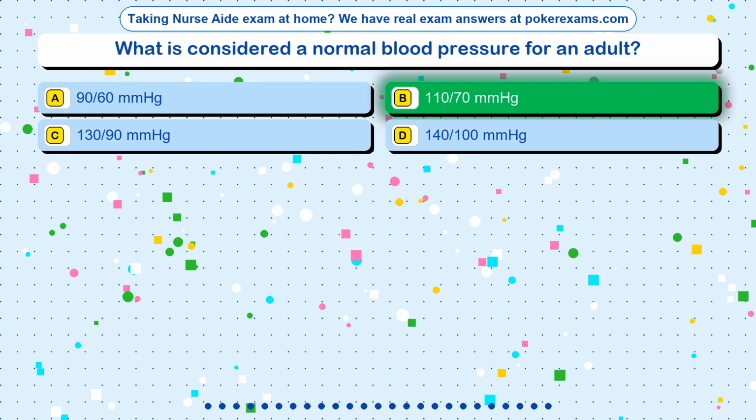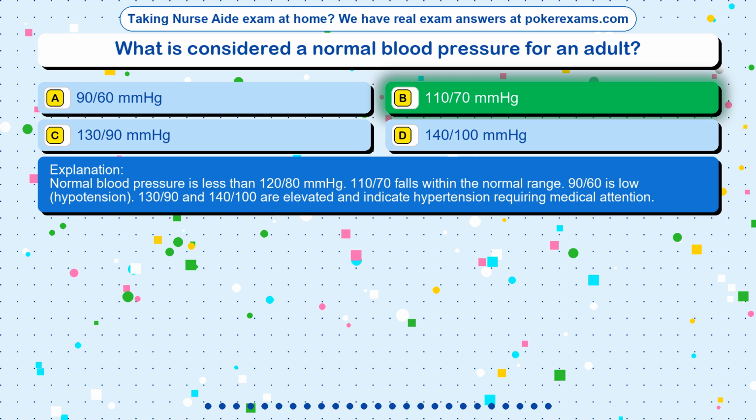The correct answer is option B. 110/70 mmHg. Normal blood pressure is less than 120/80 mmHg. 110/70 falls within the normal range. 90/60 is low, hypotension. 130/90 and 140/100 are elevated and indicate hypertension requiring medical attention.